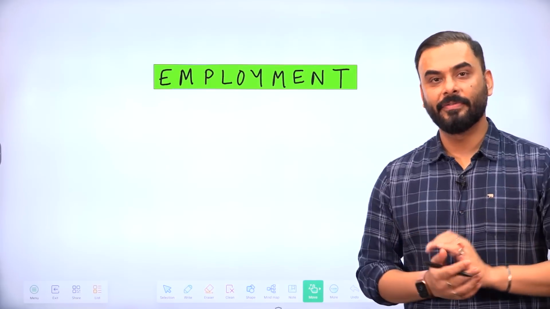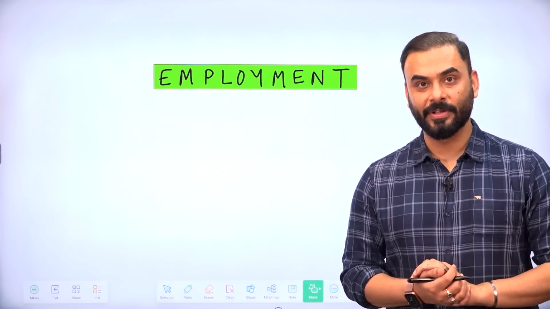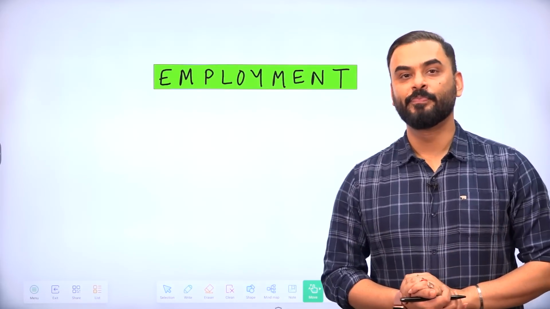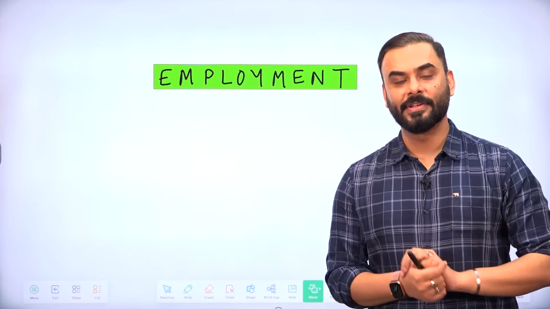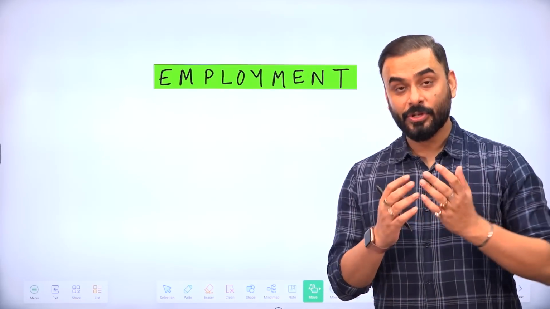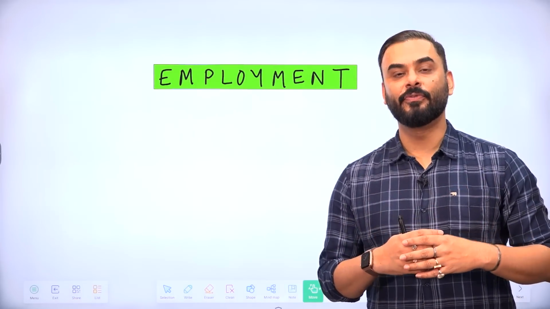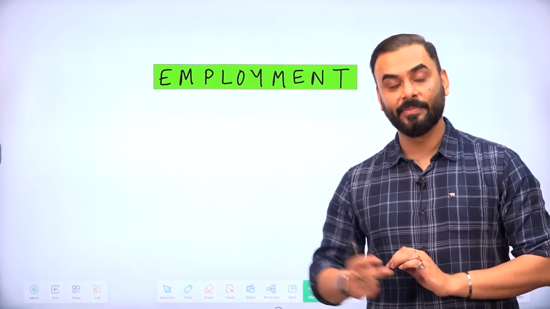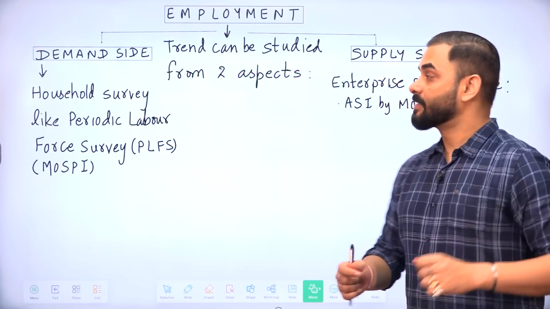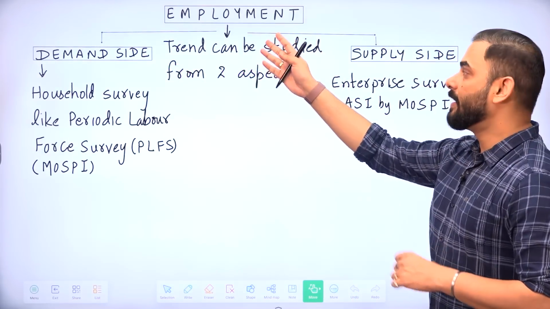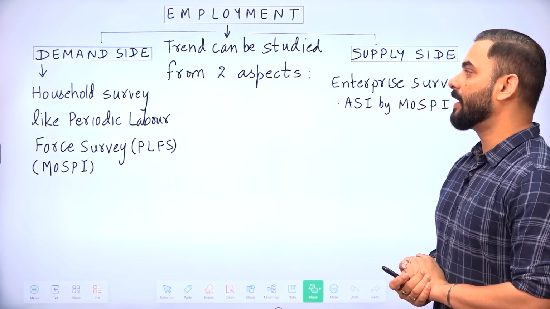Now guys, let us look at a very crucial discussion given in the economic survey, which is related to employment. The current economic survey discusses employment from two different angles. First is the demand side, which means who creates the demand for employment. And second is the supply side, which means are the workers available to work. So the economic survey has divided employment from two sides, demand and supply.